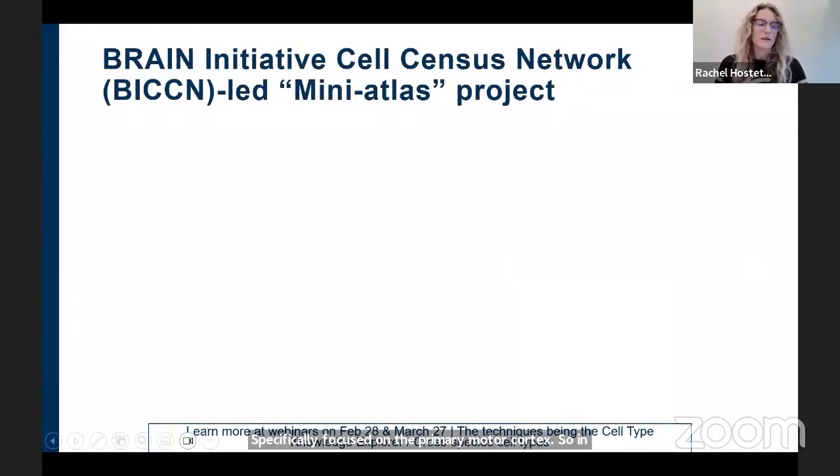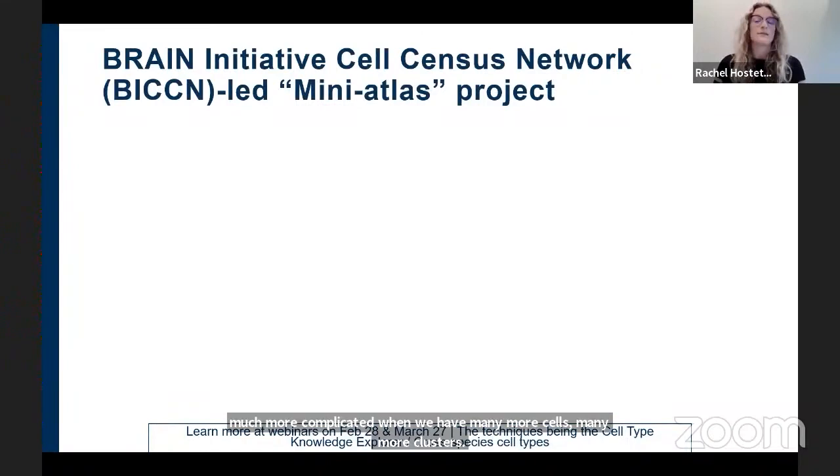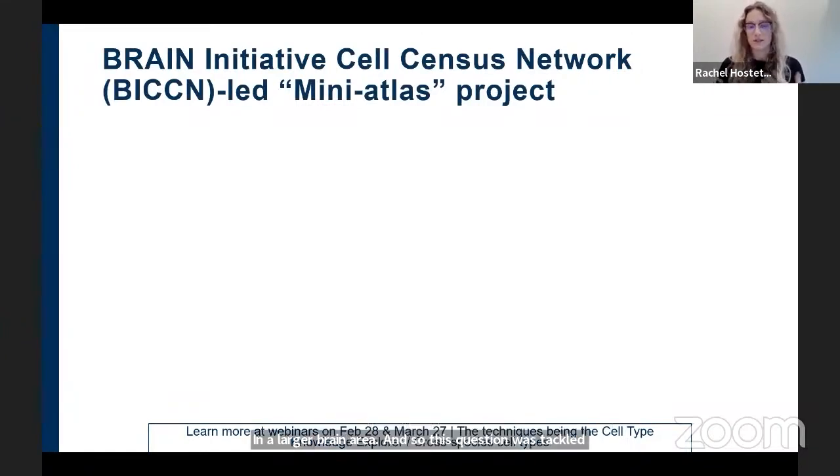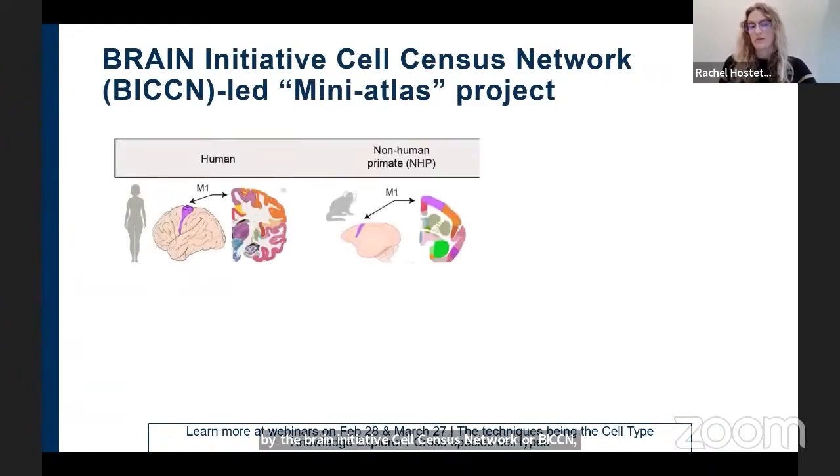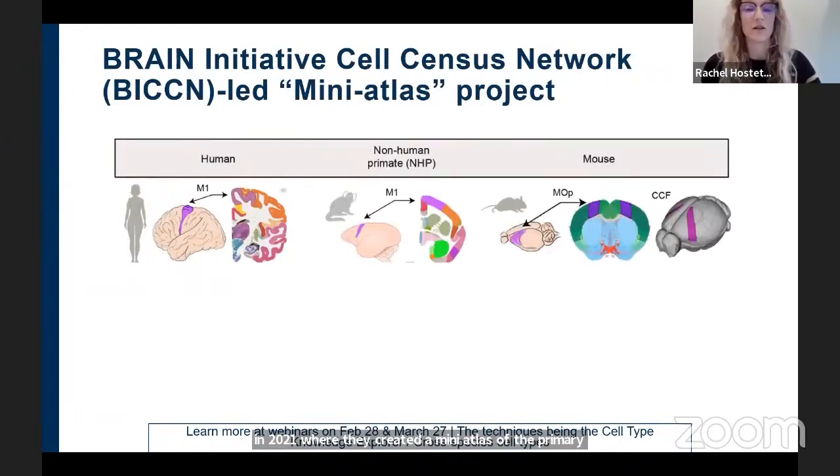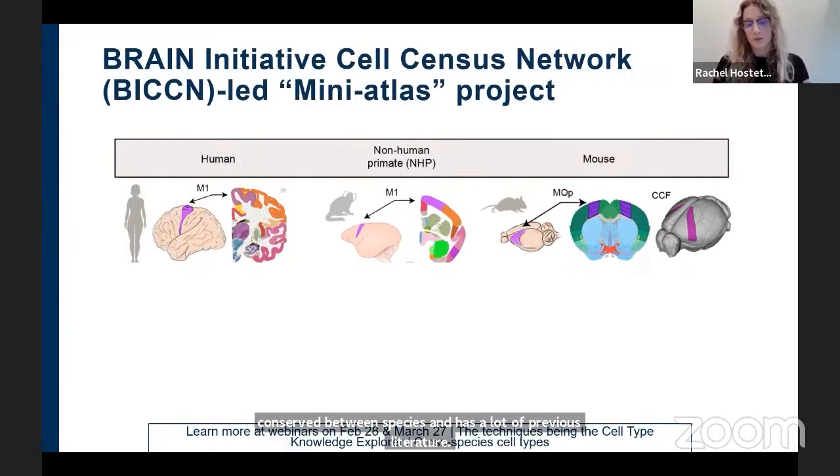So in the example that Nelson just gave, that was a very basic example showing what happens when we maybe have 6 or 7 clusters of cells. But in reality, things are much more complicated when we have many more cells, many more clusters in a larger brain area. This question was tackled by the Brain Initiative Cell Census Network, or BICCN, in 2021, where they created a mini atlas of the primary motor cortex in 3 different species. This involved collecting tissue from mouse, non-human primate, and human, and then trying to create an atlas of all the cells, specifically in the primary motor cortex. And why primary motor cortex? It's an area that's highly conserved between species and has a lot of previous literature. Those are just a few reasons why that was selected as the first area.